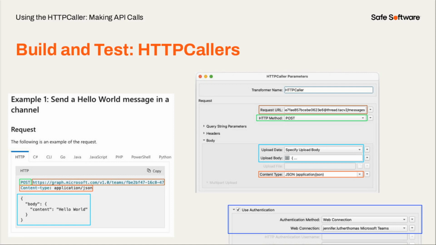The content type, the JSON body and the content there, hello world, that would be the message that gets posted to Microsoft Teams. And then I guess the whole point of this webinar, the bottom screenshot shows where I've set up my web connection, and I'm just putting that Microsoft Teams web connection. So I'm not having to put all my credentials, build that OAuth flow using a series of HTTP callers. Using authentication and a web connection makes it super easy.